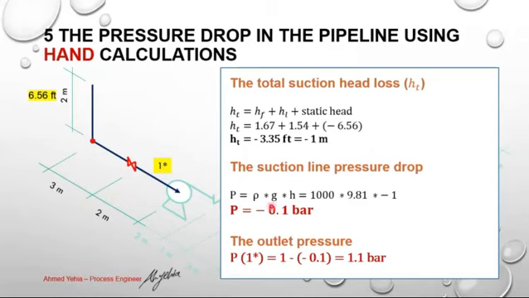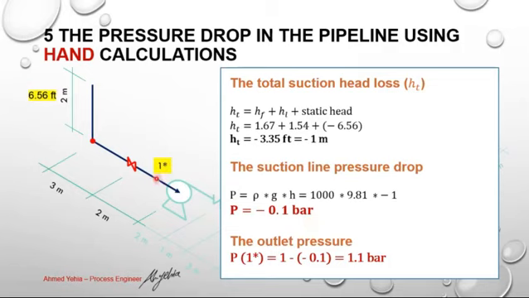For the suction line pressure drop, we can convert the head to pressure by this equation. Pressure equals density times g, the acceleration of gravity, multiplied by H, the head. We have the density and the acceleration of gravity, 9.81, and the head is minus 1. The pressure drop here is minus 0.1 bar.